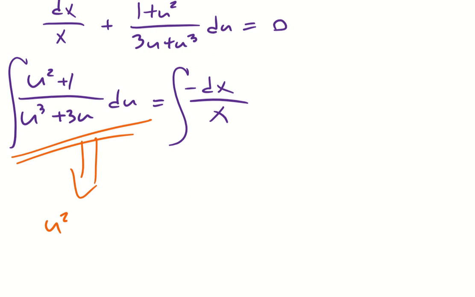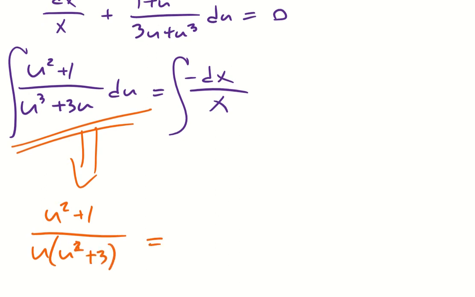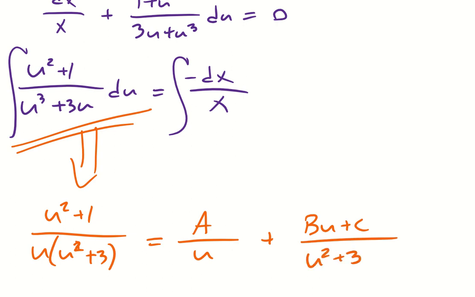So we have u squared plus 1 over what? We can factor out the u, so this is u times (u squared plus 3). And then if we use our algorithm for partial fractions, we get A over u plus (Bu plus C) over (u squared plus 3). The only thing we're really interested in is the numerator. But the only way we can add fractions is to have a common denominator, right? So we would have to multiply this by u squared plus 3, and this by u.